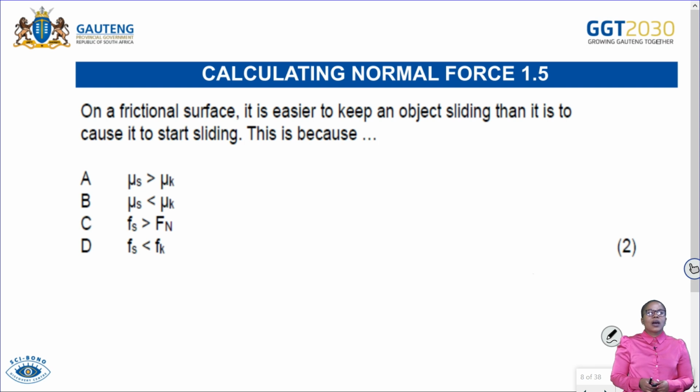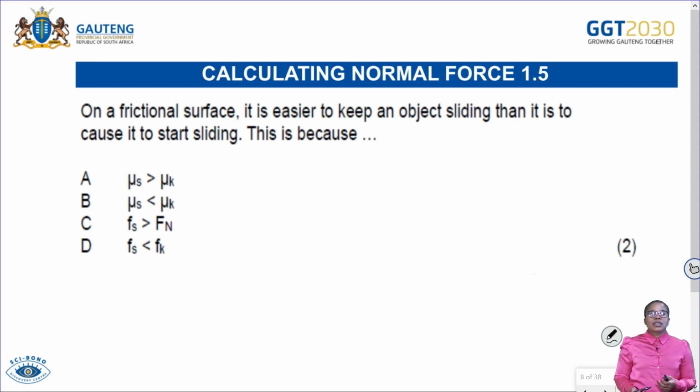1.5, on a frictional surface, it is easier to keep an object sliding than it is to cause it to start sliding. Now, this is because of what? Remember, we're talking about frictional force. It is easier to keep an object sliding, or rather cause it to start sliding. This is because why? So, let's first start by identifying which ones are your distractors. Your C as well as your D are your distractors.